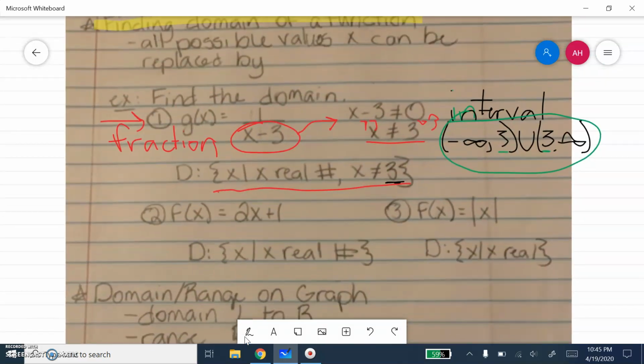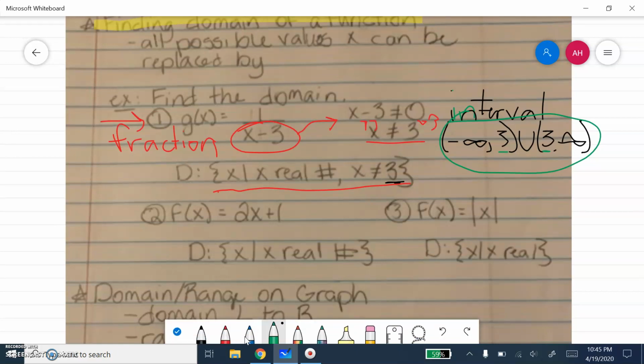So let's look at the next one. If we look at number 2, we have f of x equals 2x plus 1. So when you have a line, the domain can be anything because there's nothing that we're dividing by 0, there's no square root, nothing like that. So if it's a line like this, just an x, there's no fraction or anything, then the domain is x is a real number, or all real numbers, if you want to write it like that.